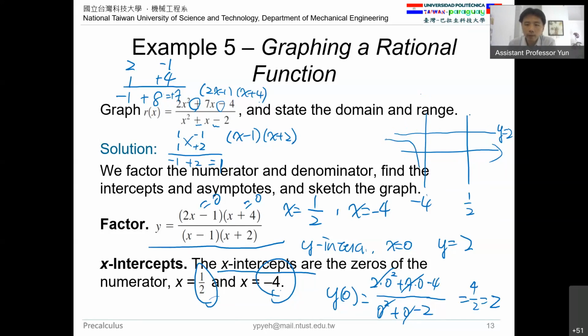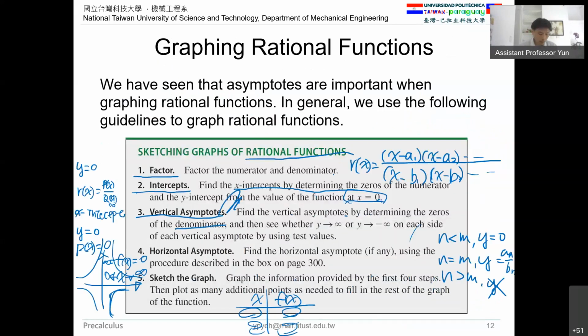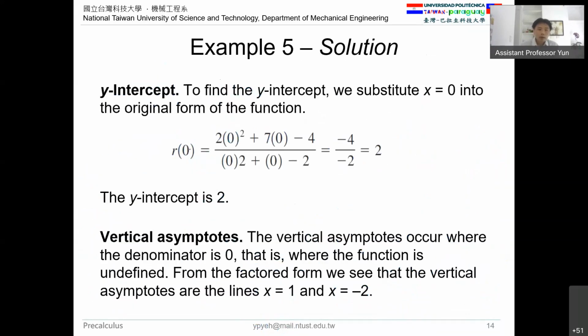Then you can still imagine that the graph will more or less look like this term or this term. And also in some cases they come from here, and also from here. But it depends on how you define the rational functions. Okay, so the y-intercept as we find is at y equal to 2, in this case.